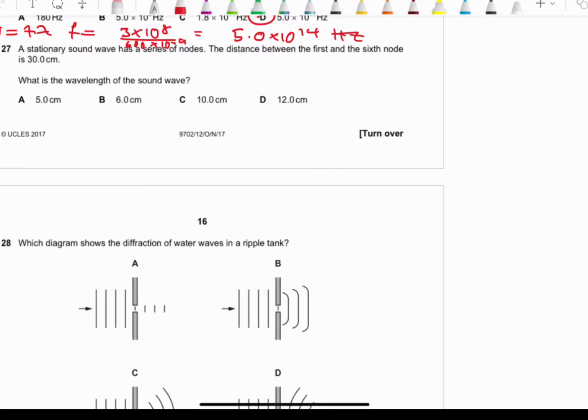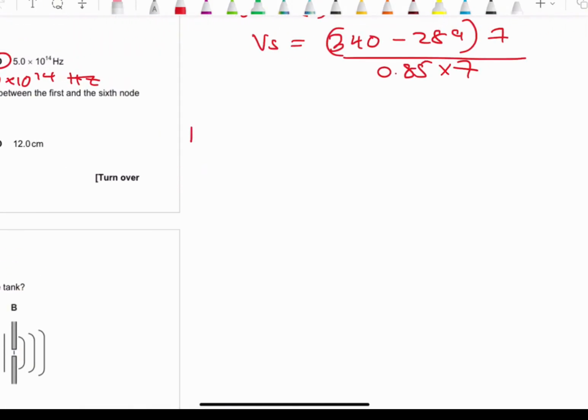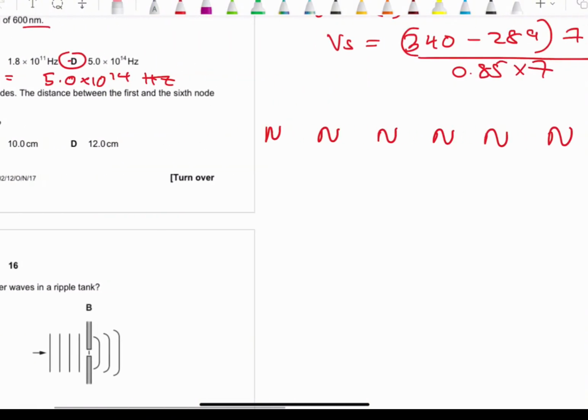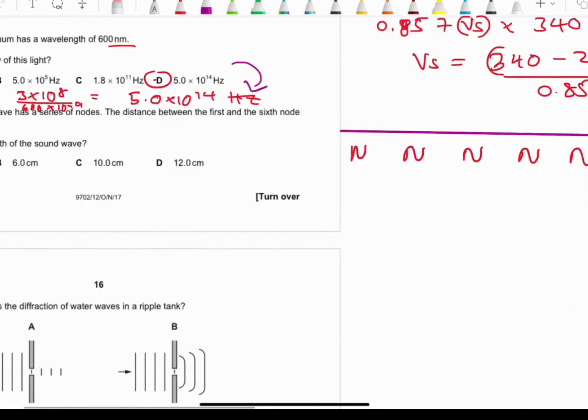A stationary wave has a series of nodes. The distance between the first and the sixth node is 30 centimeters. What is the wavelength of the sound? So just draw the diagram. You have the first node, the second node, the third, fourth, fifth, and sixth. And the distance is actually 30 centimeters. So to go from here to here, right?